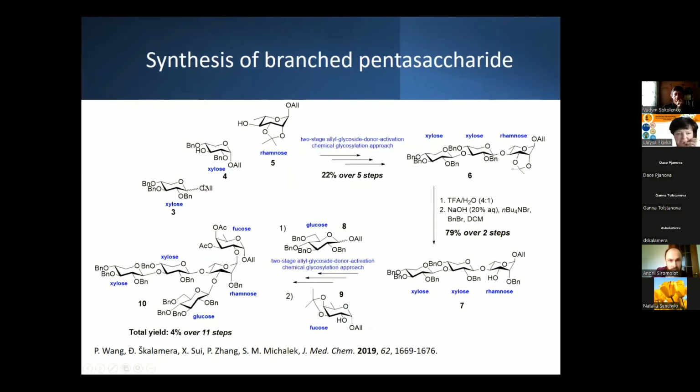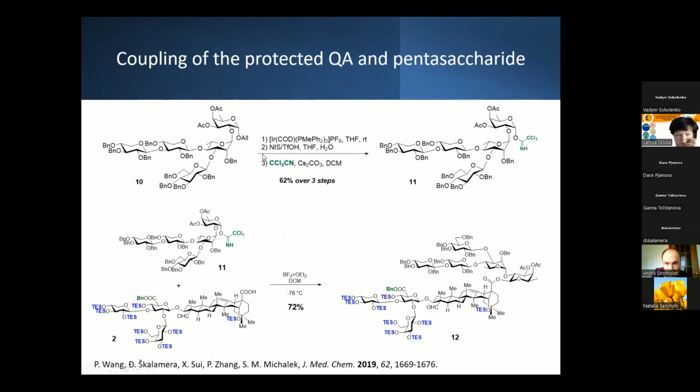The main part of this work was the preparation of appropriately substituted monosaccharide units. And after 11 steps, in a total yield of 4%, we obtained our pentasaccharide molecule. After activation of this pentasaccharide, we attached it to the quillaic acid, to this part, and we got our final compound, which still has protective groups on the OH groups.